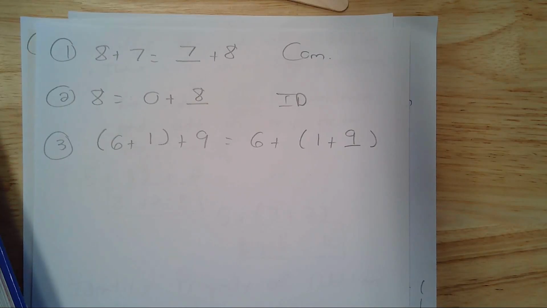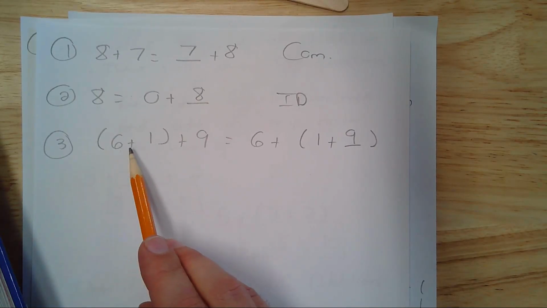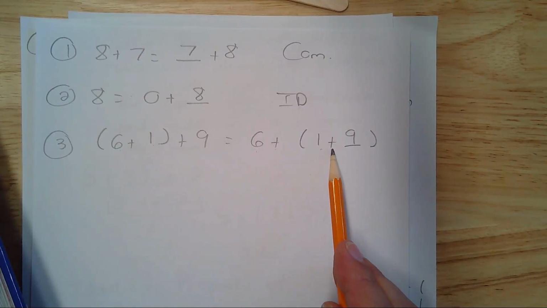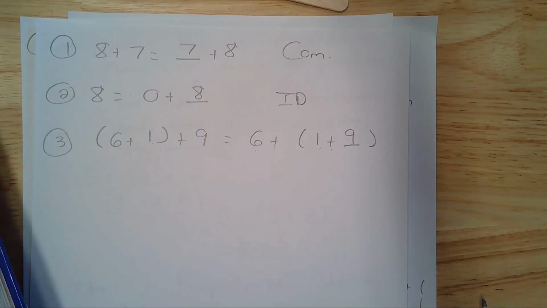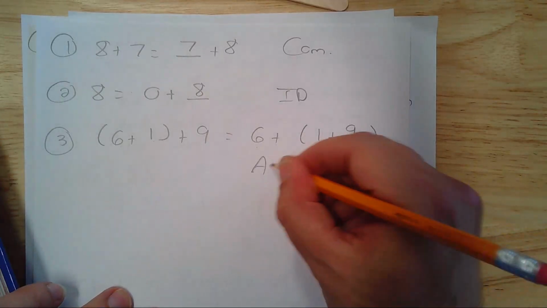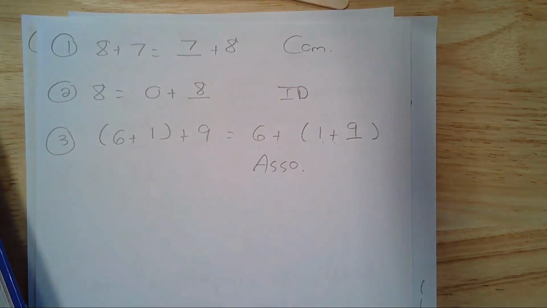If I peel away all these brackets, it's just 6 plus 1 plus 9. 6 plus 1 plus 9. Right. And which property is this? Associative. There you go. I'll write it that way. If you forget the O, I get it, it's all good. But associative. So you see how they differ? The properties. Again, they do have value.